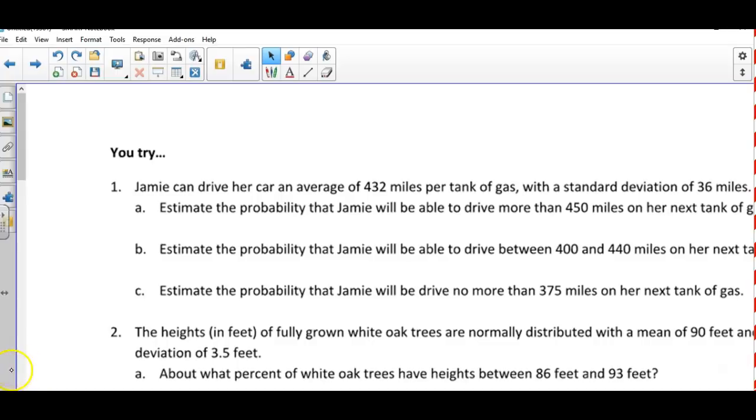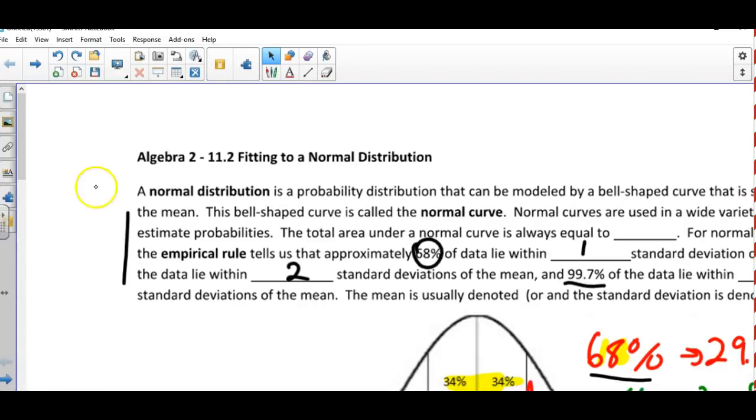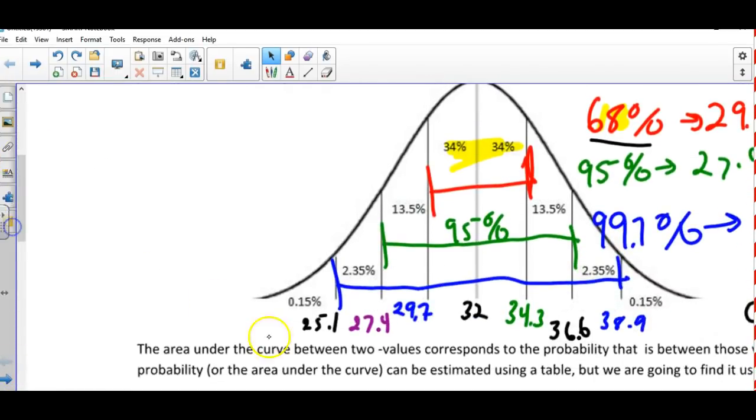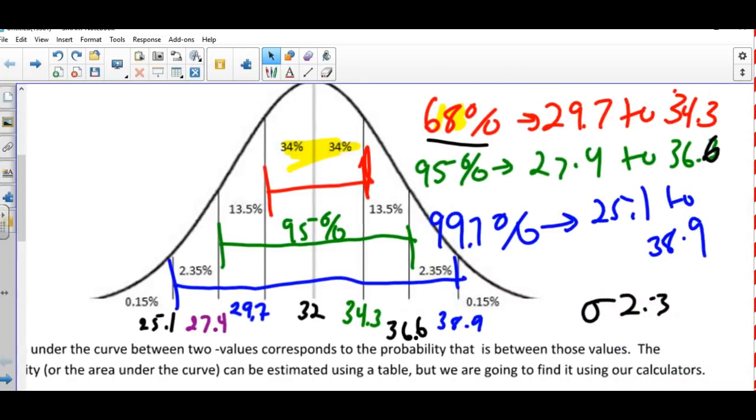So again, it looks like this. Make sure you know: 68% is between 1 standard deviation, 95% is between those 2 standard deviations, 1, 2, 1, 2. And then 3 standard deviations, 1, 2, 3, 1, 2, 3. That's 99.7%. So this is what it will look like. Those are your intervals.